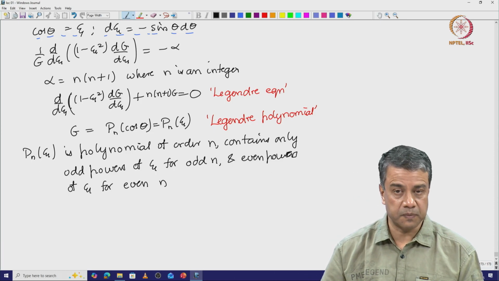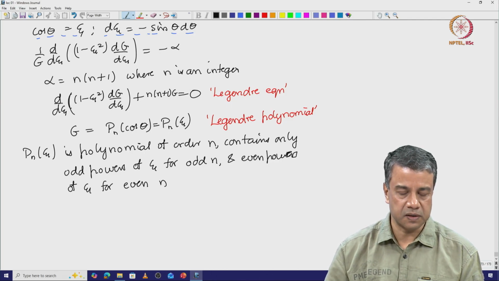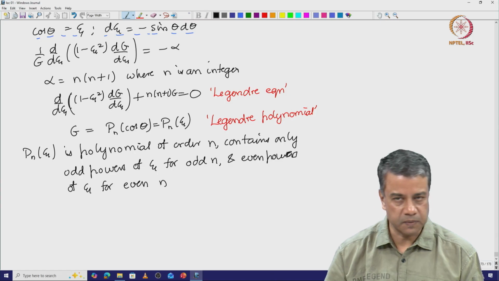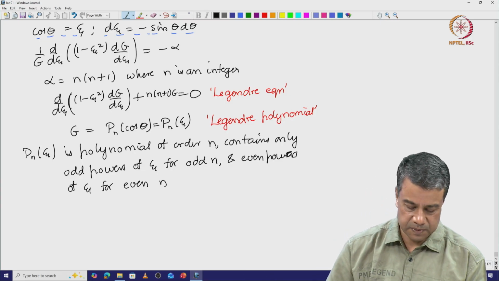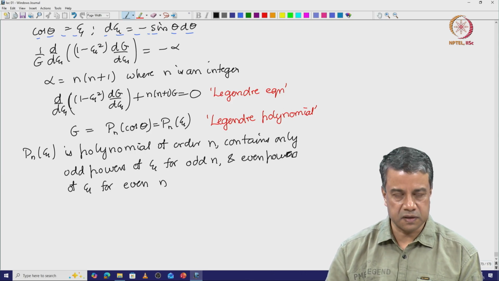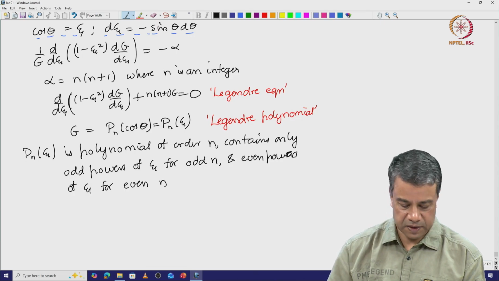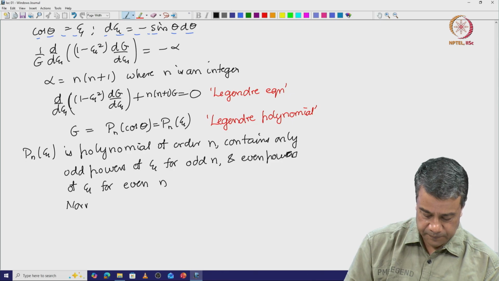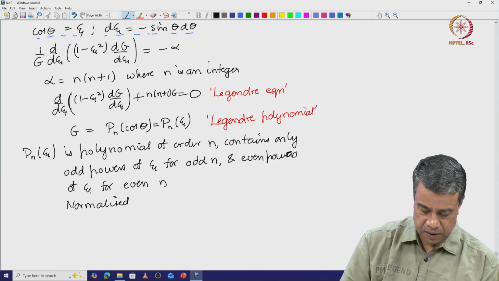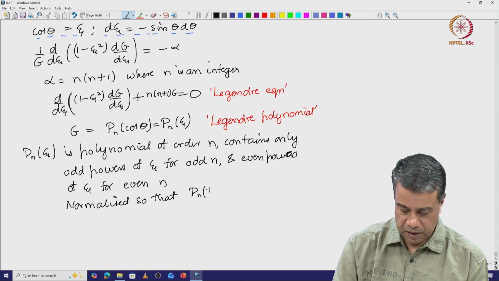Note that psi varies from -1 to +1, because theta is equal to 0, cos theta is +1, and theta is equal to pi, cos theta is equal to -1. So, the range of psi is between -1 and +1. Therefore, if n is odd, it is an odd function of psi, it contains only odd powers of psi, and if n is even, it contains even powers of psi. Normalized so that the modulus of Pn at plus or minus 1 is equal to 1.